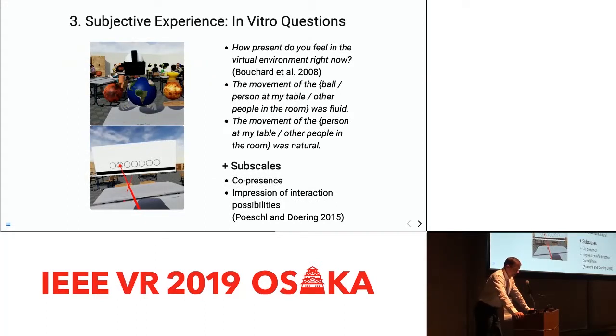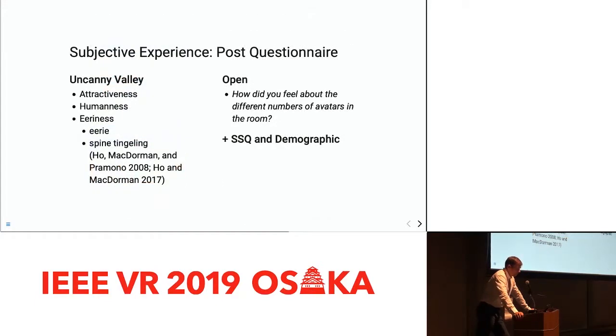So again, we did the whole thing in vitro, meaning we asked the people inside of the environment. We didn't take them out. They could do the rating on the different scales. Usually it was Likert scales here, and they could do the whole thing during the stimulus. We also had a few subscales for co-presence and impression of interaction possibility. We were asking for the uncanny valley, and we had some open questions, and then of course the SSQ at the end to see what's going on.